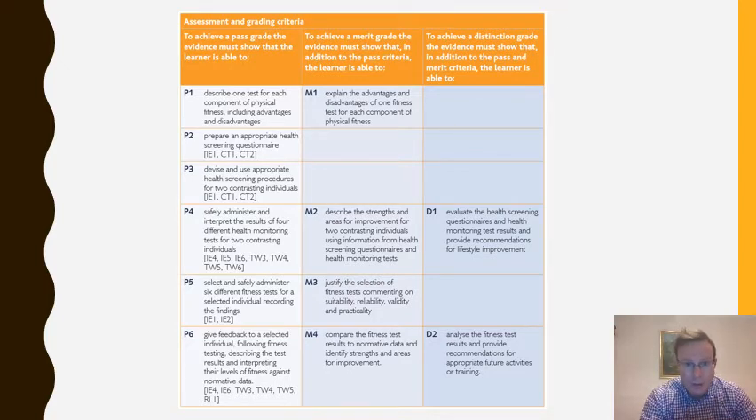It's describe one test for each component of physical fitness, including advantages and disadvantages, and you're explaining the advantages and disadvantages of the test for each component you choose. The descriptions are only going to get you a pass, so don't spend ages and ages doing them. Make sure they're nice and concise, but give most of your time to your explanation of the advantages and disadvantages.